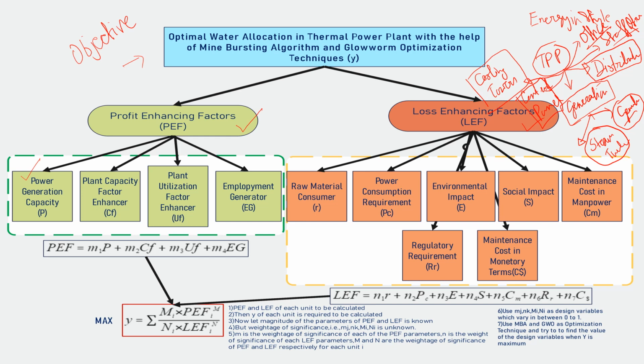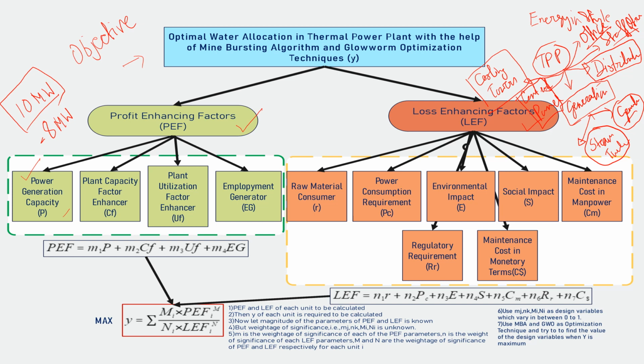Because many times what happens, say one unit has the ability to generate 10 megawatt of power, but it is generating only 8 megawatt. I am not considering this 8 megawatt, I am considering this one, 10 megawatt. Because that is why I am using capacity.